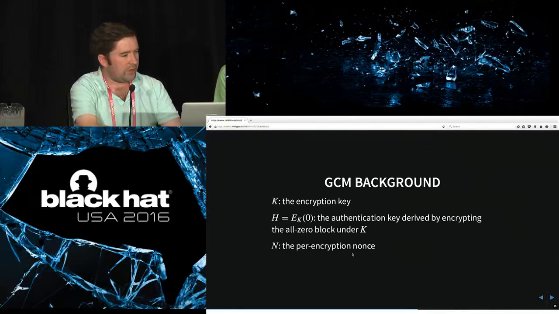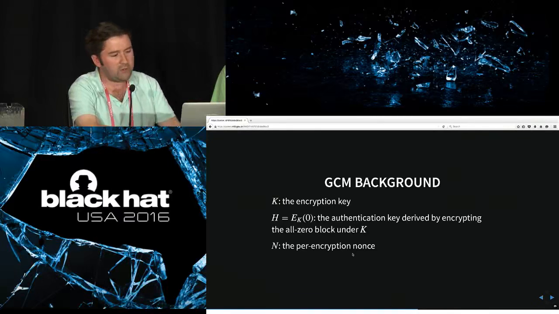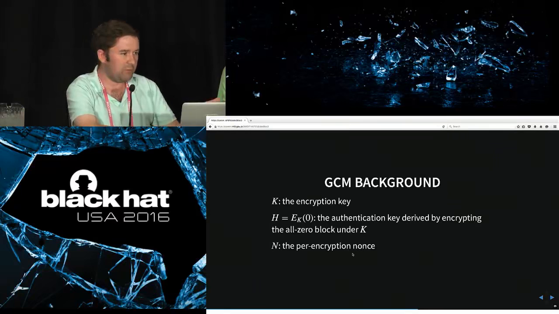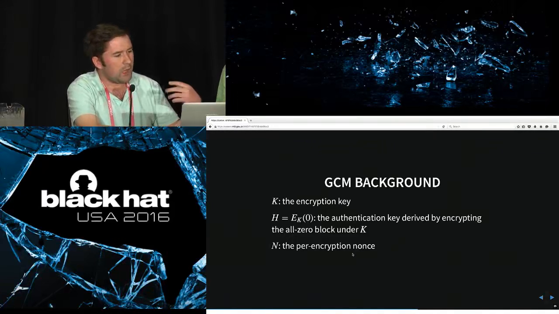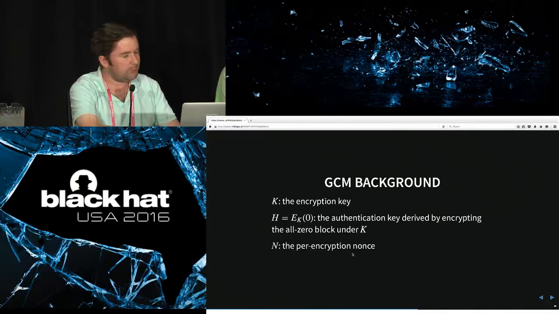Now, of interest to us is a derived value H. H is basically the authentication subkey that is going to be used to protect messages from forgeries. H is not a user input. H is a derived value that we get by using our encryption key to encrypt a block of zeros under the block cipher. So just keep in mind that H is going to be our target. That's what we're trying to get back. And then at the per-encryption level, the user's other input is going to be this nonce. We need to remember that's a value that we want never to repeat.